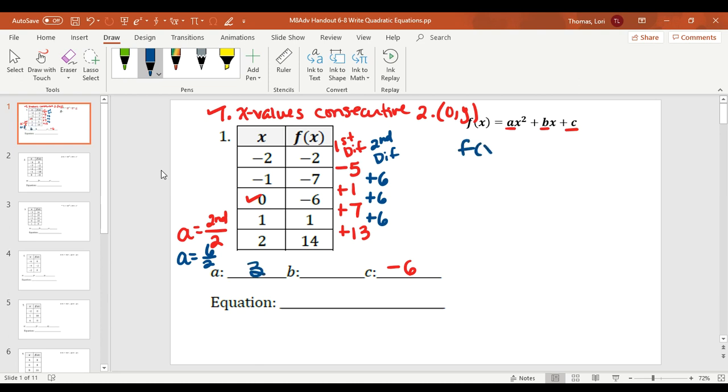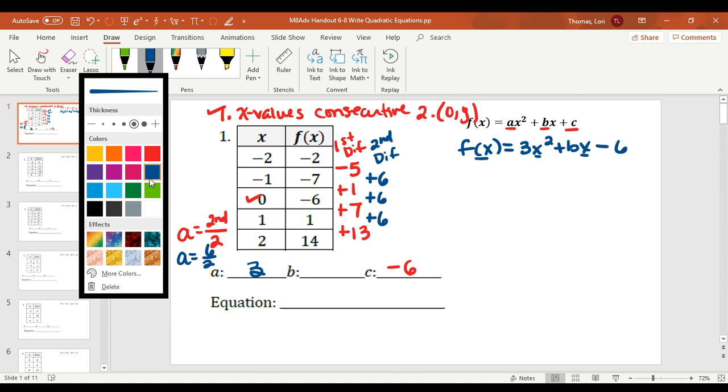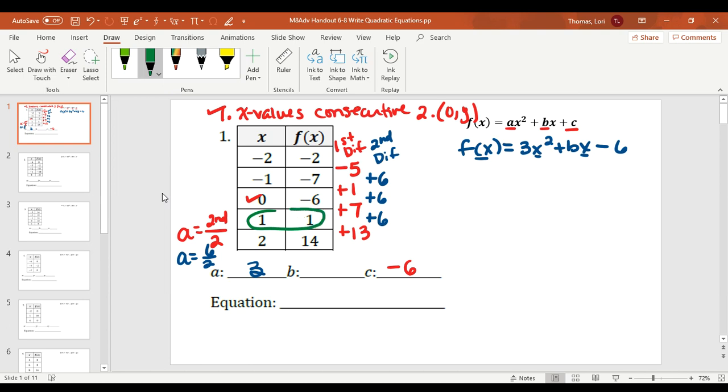Now let's go ahead and plug in what we have. Our a is 3. We don't know the b value, and our c is -6. Now, we need something to plug in for x and f of x so we can find the value of b. So we're going to choose a point other than the y-intercept because you cannot reuse a point you've already used. So let's just take this simple point 1, 1.